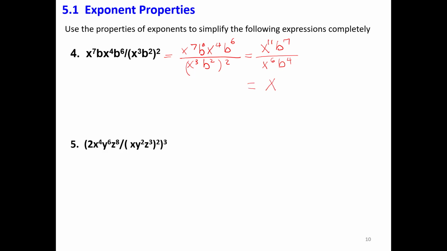And x, in this case we have to subtract the exponents. This will be 11 minus 6, 7 minus 4. And you can skip this step if you want. You can say x equals x, 11 minus 6 is 5. b will be 7 minus 4 is 3. And this is the answer. Yes, this is the answer.